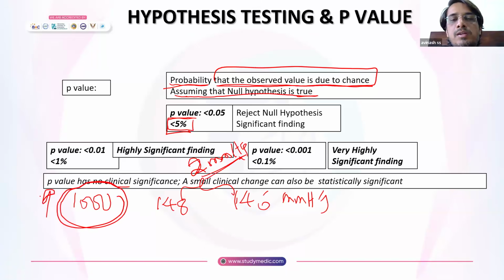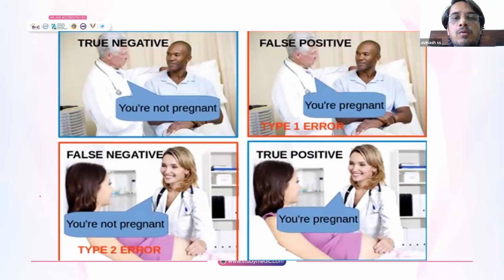So who will determine the clinical significance? We have to determine it by looking at the effect size. Just because there is statistical significance, it will not prove that it is a clinically significant finding. So this is one other piece of knowledge you have to take home.